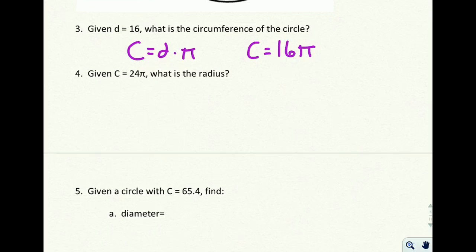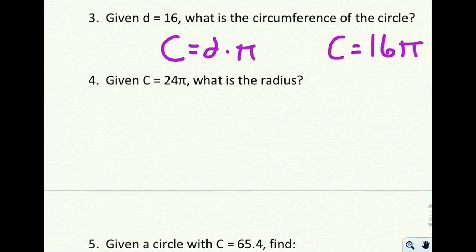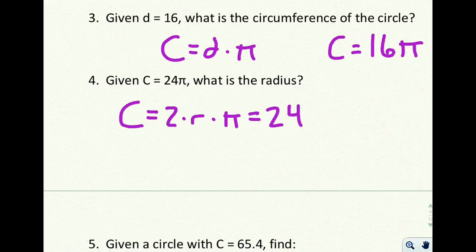It says, given that C is equal to 24 pi, what is the radius? Well, let's take our circumference, and we know that another way to write it is to say 2 times the radius times pi is equal to the circumference, because the diameter is the same as 2 times the radius. And we're told that C is equal to 24 pi. So since C is 24 pi and C is 2 times pi times radius, we can set those two things equal to each other.